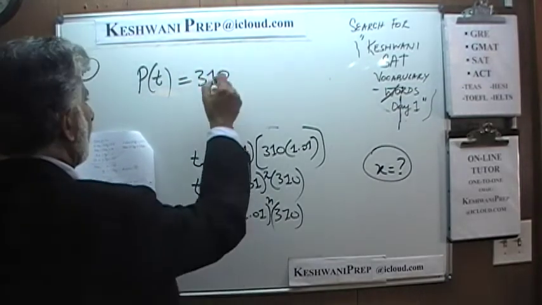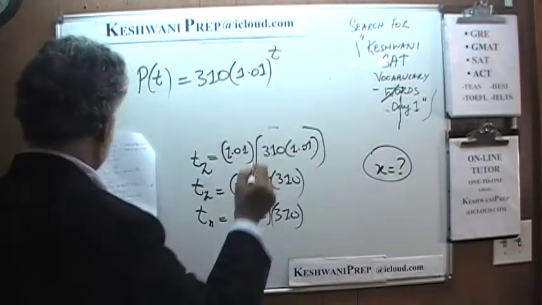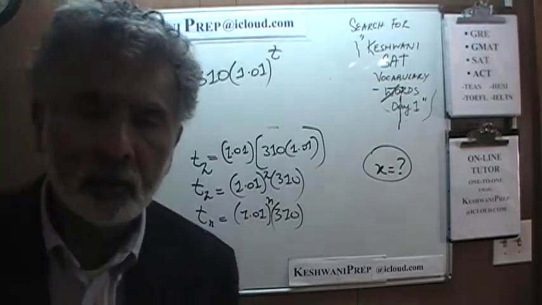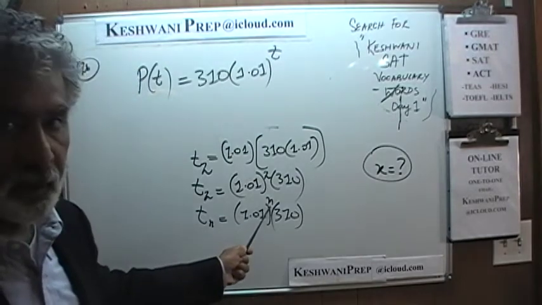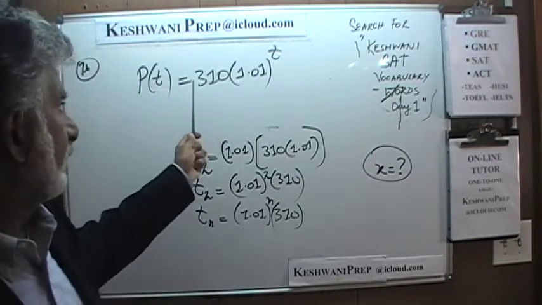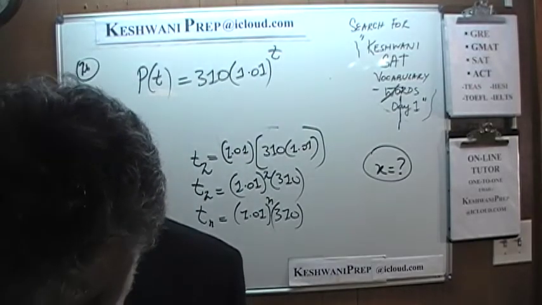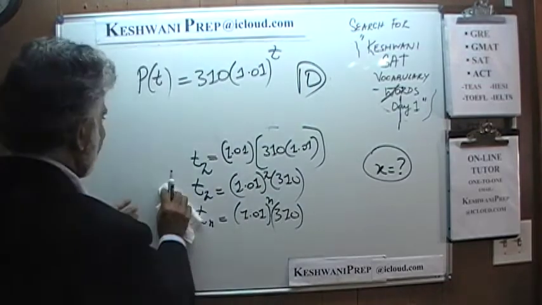times 1.01 raised to t. The only difference is that I use the letter n to represent a period. I use the letter n here in my work to represent the period. Then I realized when I looked at the answer choices that they're using t to represent time. It's the same exact thing. The answer is D. Let's look at the next one, number 27.